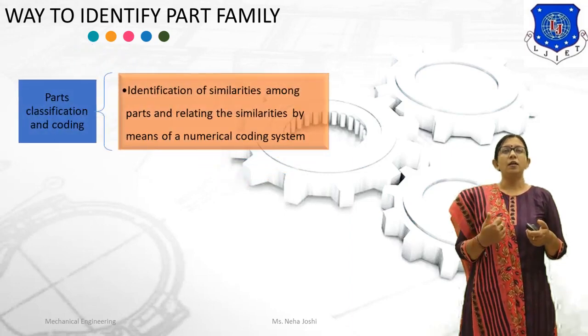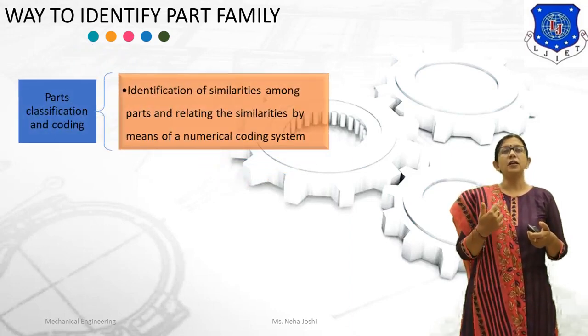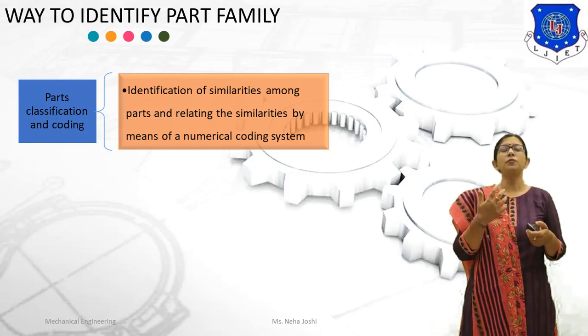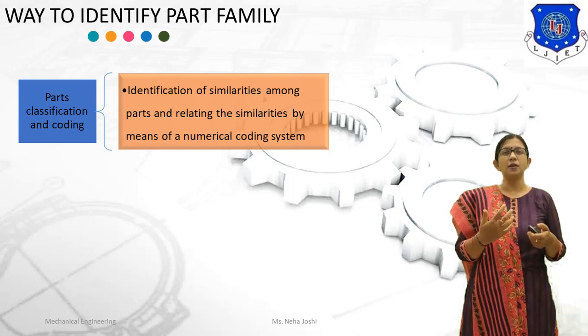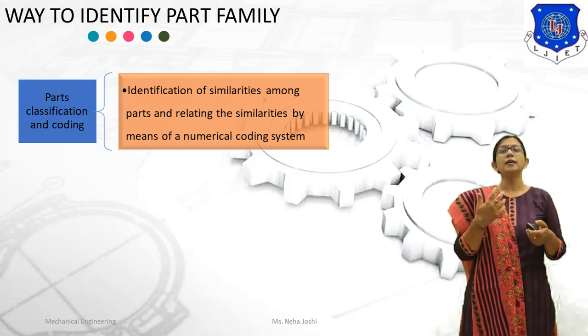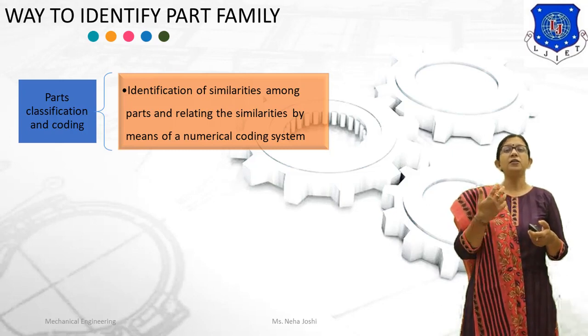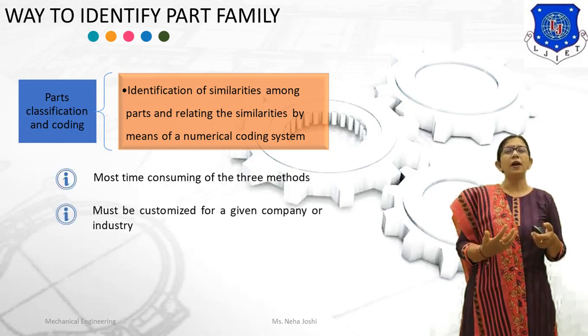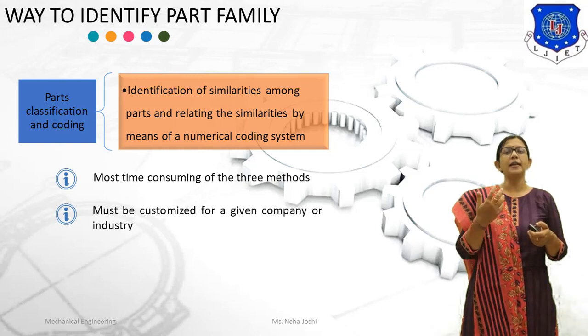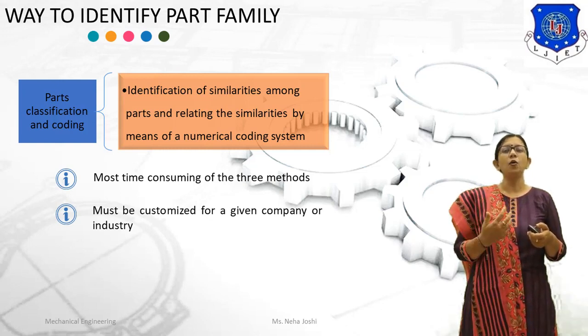Now the last method is part classification and coding. Part classification is the process of grouping the parts on the basis of essential features of the parts. Coding is the process of assigning codes to the parts. Part classification and coding is then required to group the similar parts and identify them by code.